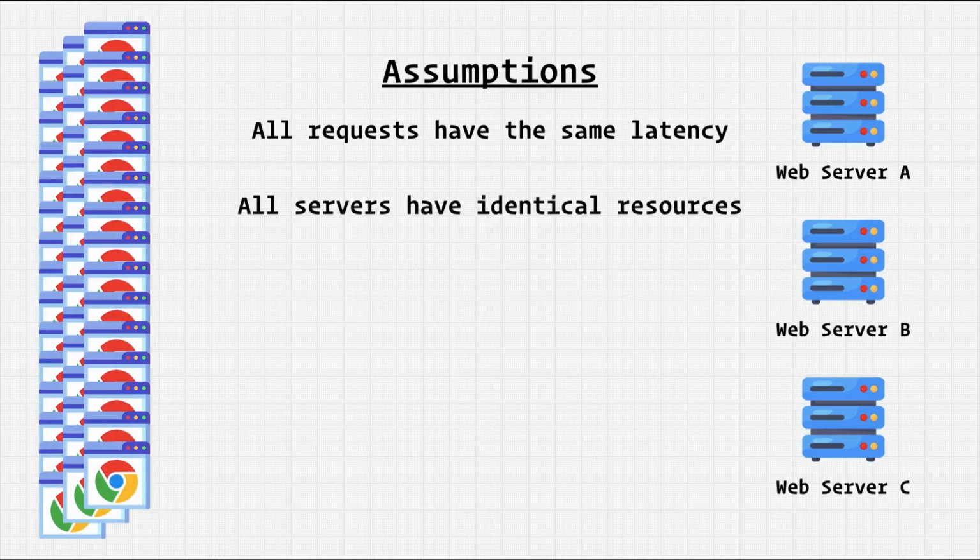The next assumption we need is that all servers have identical resources. So from the storage to the RAM, which is the memory, to the network, all of those resources we saw earlier, I want you to assume that all three of these web servers have the same amount. This way, we can see them as even clones. And looking at them as even clones is how we can best understand this example.